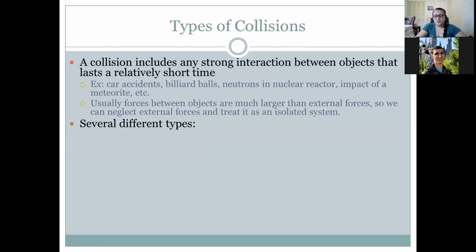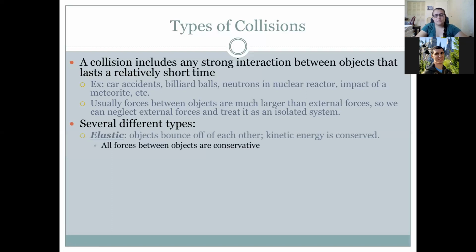So our different types of collisions, first of all, we have elastic collisions. This is where the objects bounce off of each other. Take billiard balls, for example: we have two balls and they bounce off each other. They don't stick together or anything like that. That would be an elastic collision.